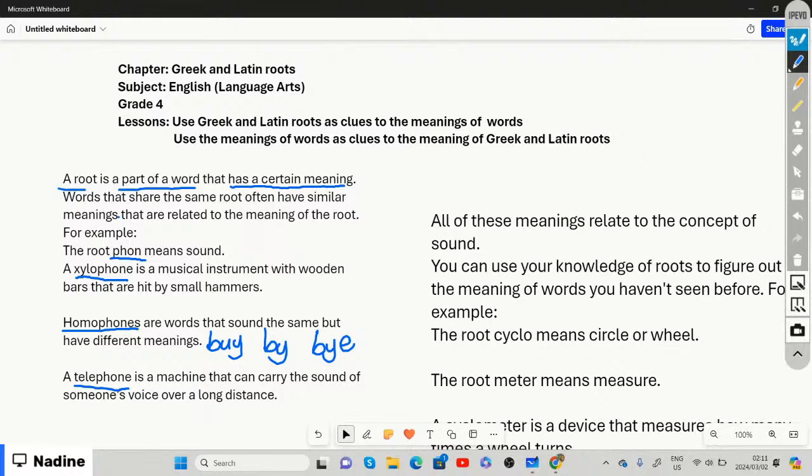All right. So we said that our root word is phone or phon, and it means sound. Examples of words with the root phone: xylophone, a musical instrument with wooden bars that you hit with small hammers. If you hit different bars, you get different sounds coming from the xylophone. Then homophones are words that sound the same but have different meanings.